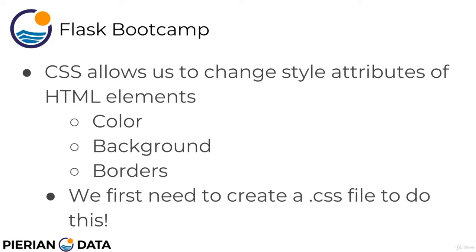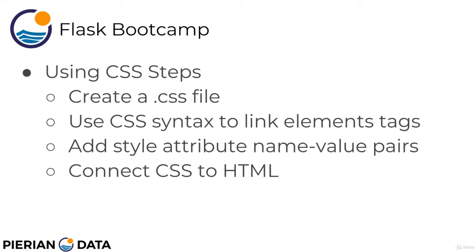First, what we need to do is actually create a CSS file in order to affect those style attributes. So the very basics, as far as the steps we need to take, is we're going to create a file with a .css extension. Then we're going to use CSS syntax to link element tags. Then we're going to add style attribute name value pairs, such as connecting the color attribute to a specific value like red or blue. And then finally, we connect that CSS document to our HTML through a call in the head of the HTML. Now I know that sounds like a lot, but in practice it's actually very simple. Let's get started by heading over to our text editor.